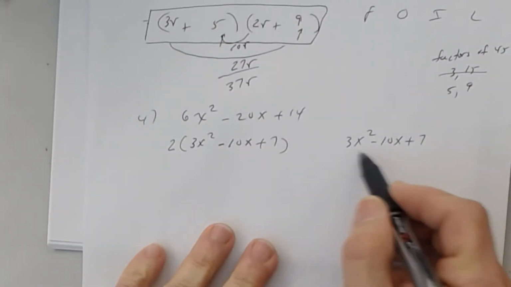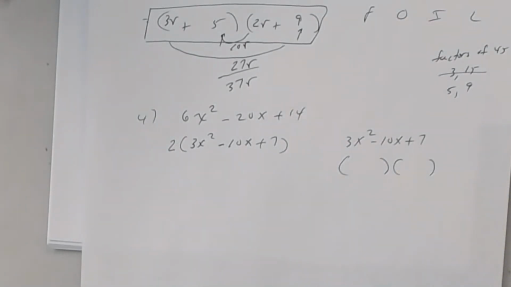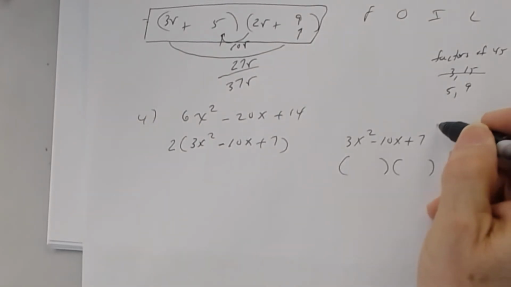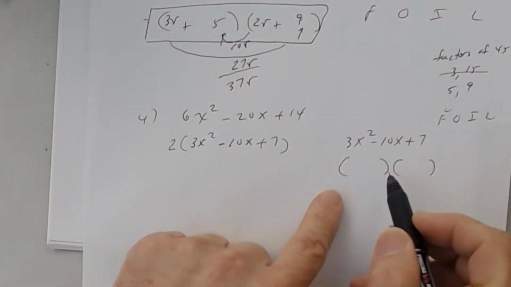All right, so the GCF of this is 1 now. So let's go to 2 binomials. And the good thing about this one in this case is that the 3 and the 7 are both prime. So there's only one possibility for each one. So for F, what's the only possibility for 3x squared?